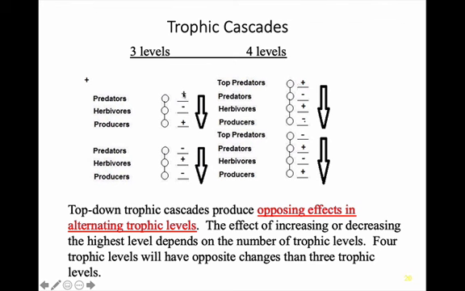If you increase the top level in a 3-level trophic web, you get the opposite change as you do if you increase the top level in a 4-level trophic web. In each case, the top level decreases the level below it, but in this case, the top level is decreasing predators. In this case, the predators are decreasing herbivores. Decreasing the predators here actually increases herbivores. So I'm sure this is kind of a brain teaser for you. Give it some careful thought and ask questions about it when you get the chance.